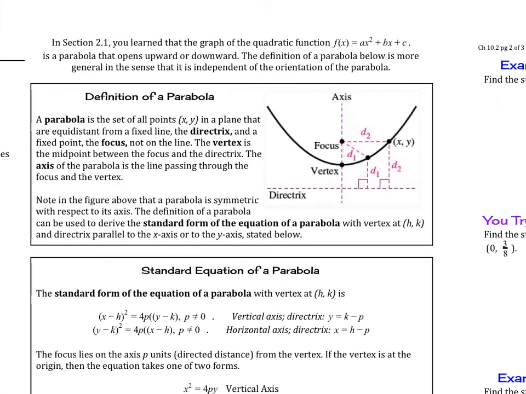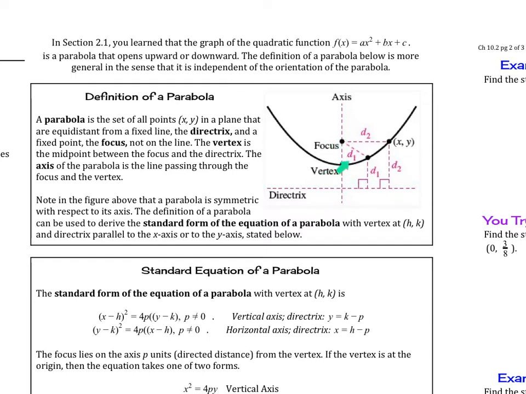So in section 2.1, you learned that the graph of the quadratic function f of x equals ax squared plus bx plus c is a parabola that opens upward or downward. The definition of a parabola below is more general in the sense that it is independent of the orientation of the parabola. So here's the definition of a parabola. A parabola is a set of all points x, y in a plane that are equidistant from a fixed line, the directrix, and a fixed point, the focus, that's not on the line.